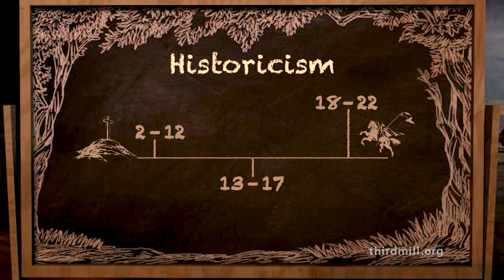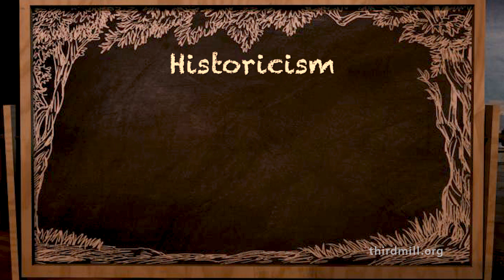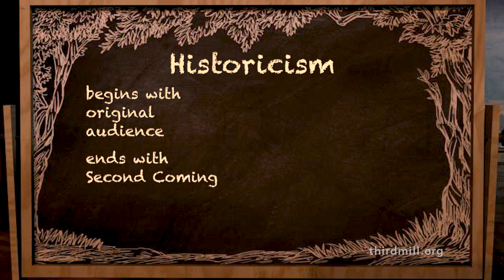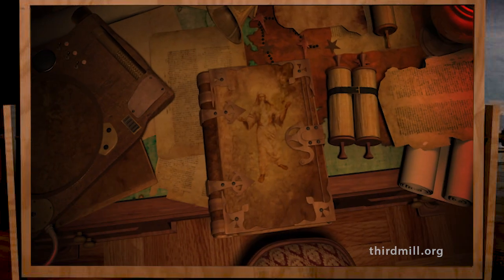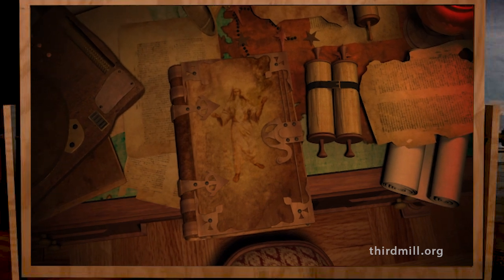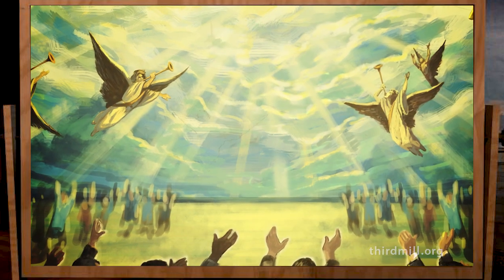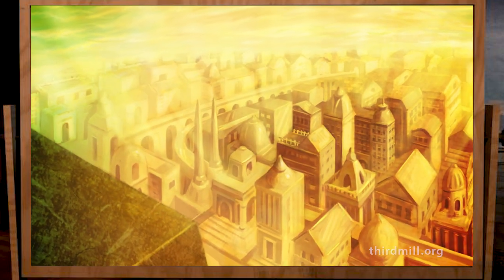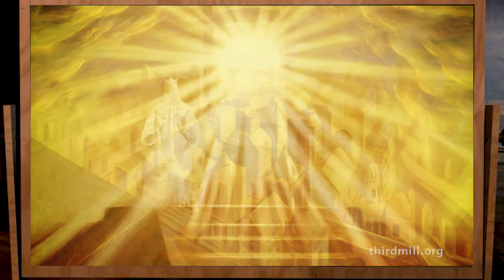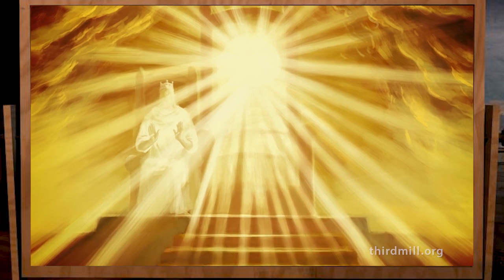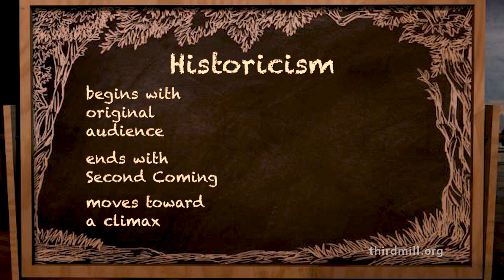Historicism offers several valuable insights. It correctly sees that Revelation begins with the situation of the seven churches. It also correctly associates the ending scenes of Revelation with the Second Coming. And it rightly notices that Revelation moves toward a climax, that a drama develops as we read through the book. Historicism recognizes that the book of Revelation is intended for the church in all ages. It encourages us to persevere until Jesus returns and to affirm that at that time he'll renew the heavens and the earth. And it reminds us that God's in control of history and that his plan can't fail to come to completion. But historicism is problematic in other ways.